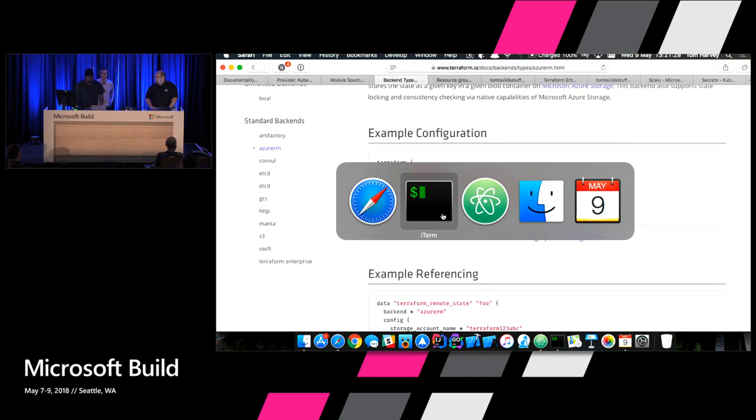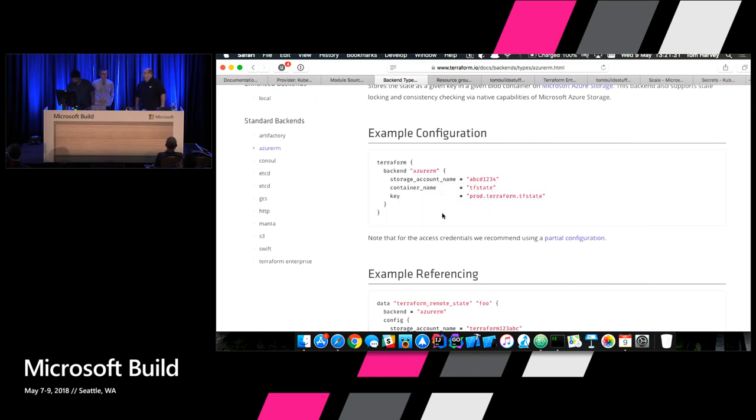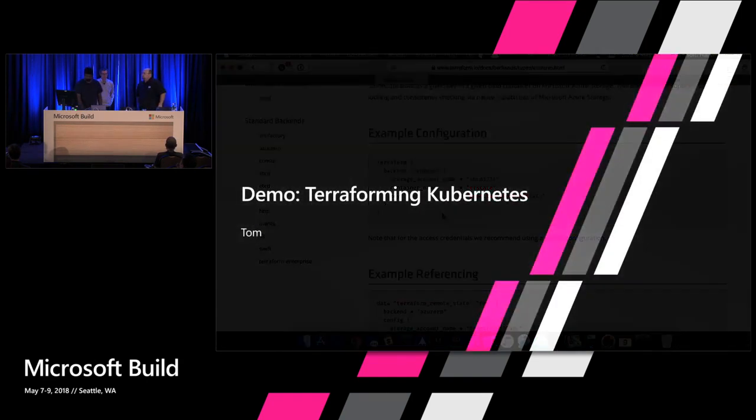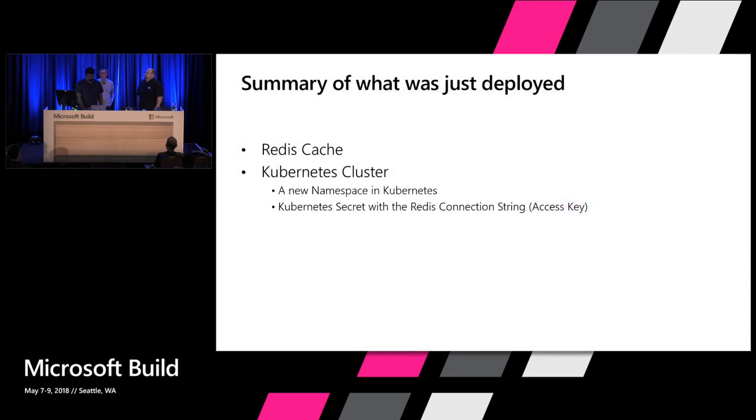Cool. Can we switch back to the slides? So what we just showed you: we had a pre-existing Redis cache and a Kubernetes cluster. We used the Kubernetes provider to work across providers in Terraform to provision a namespace and then put that secret, the Redis connection string, within the Kubernetes cluster.